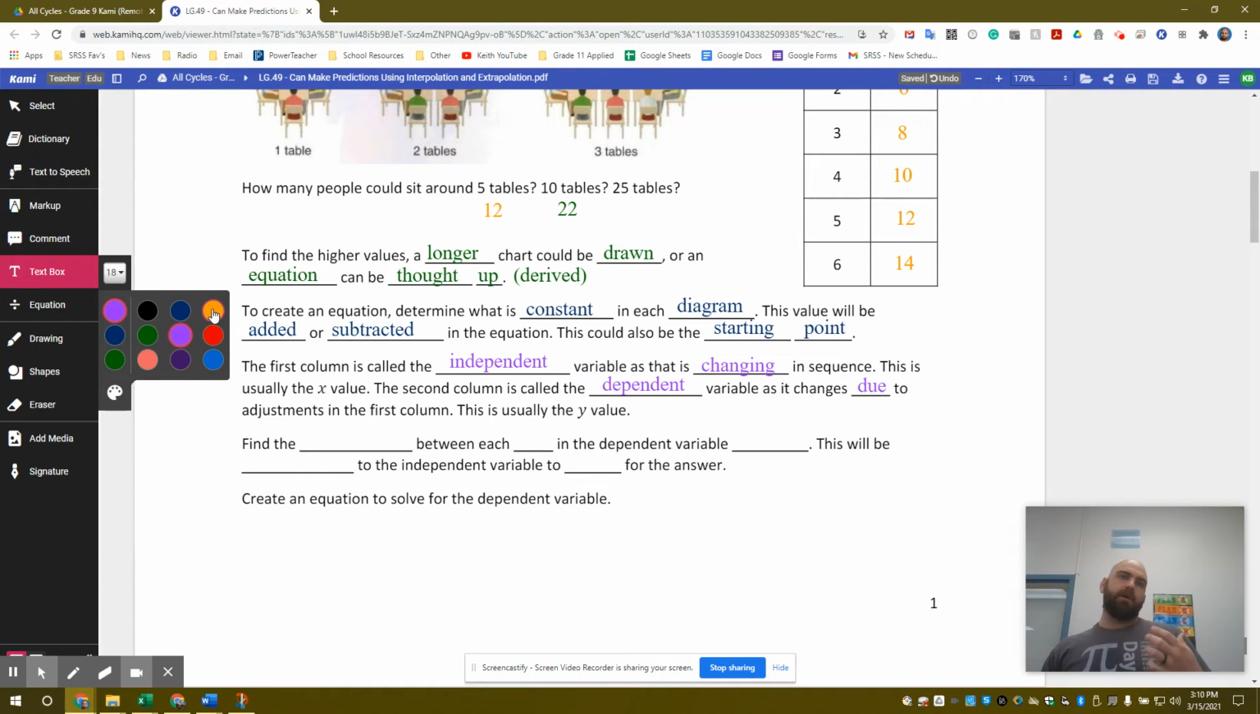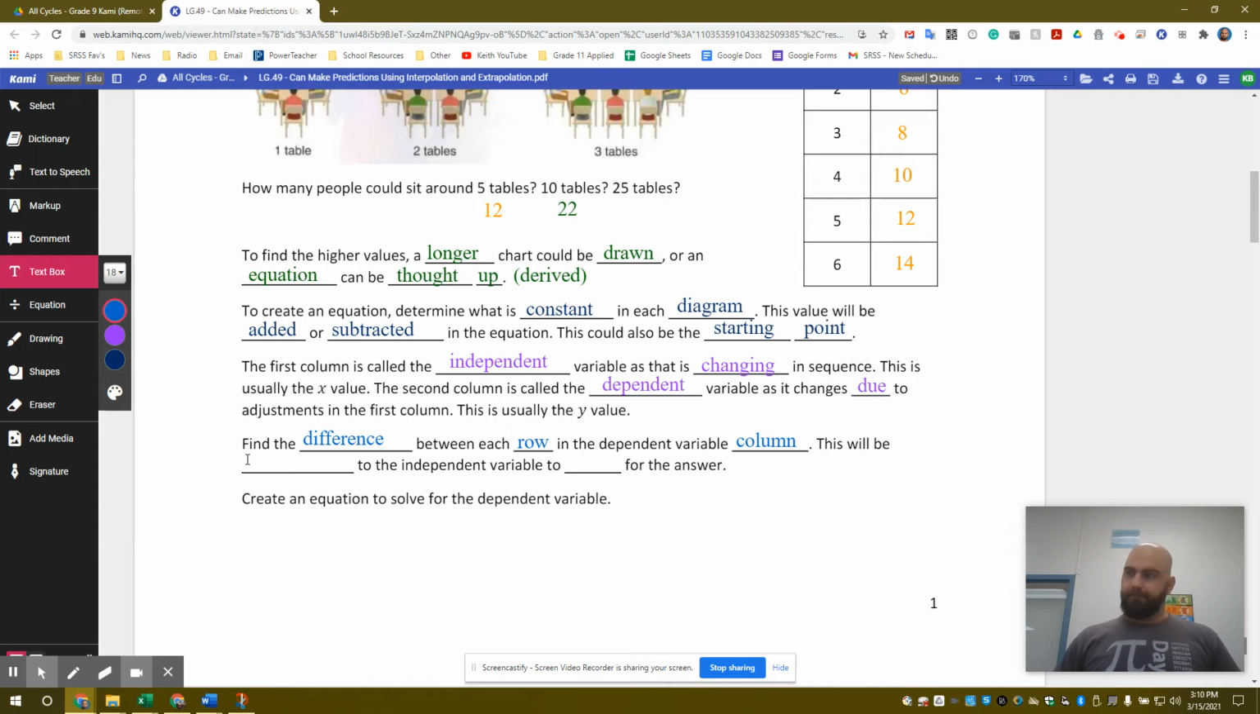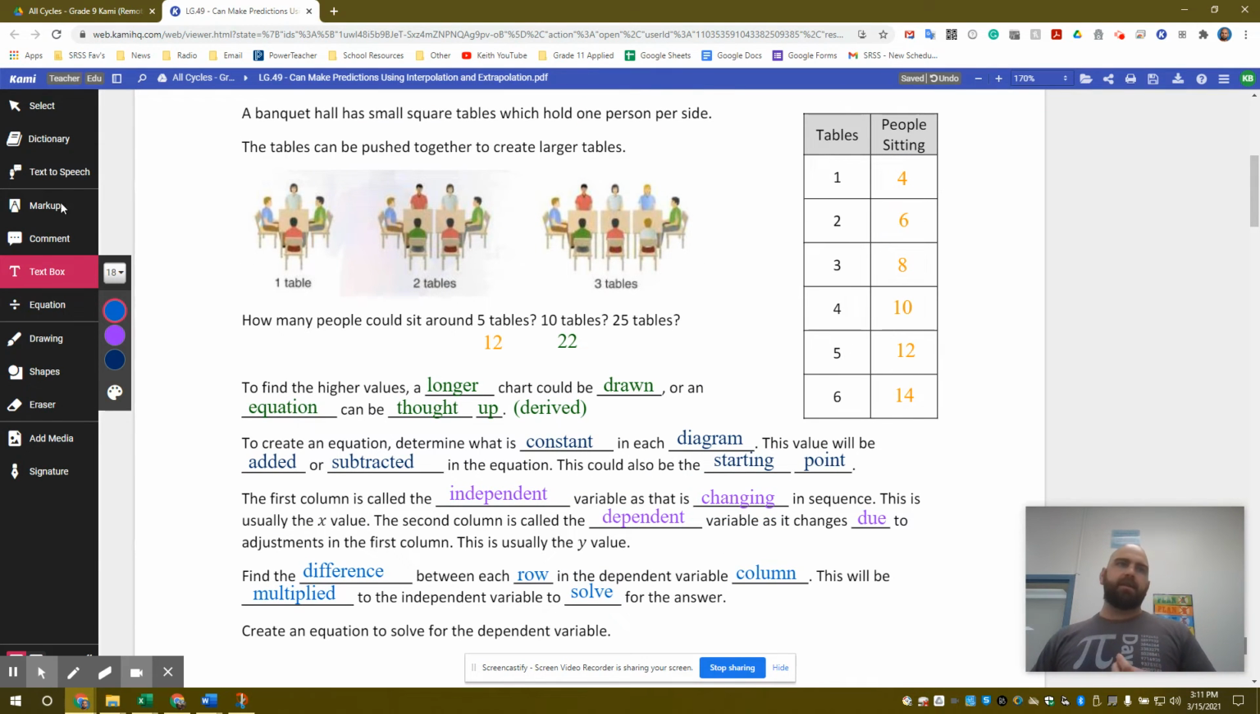What we're going to do to continue to determine our equation is find the difference between each row in the dependent variable column. And this is going to be multiplied to the independent variable to solve for the answer. We're going to go through a little bit of how this works here to come up with an equation. But we notice here that in every one of these cases, from 2 to 4, we are adding 2. And then between 6 and 8, we are again adding 2. And you can probably see the pattern that's forming here.